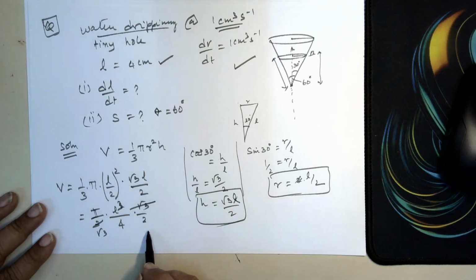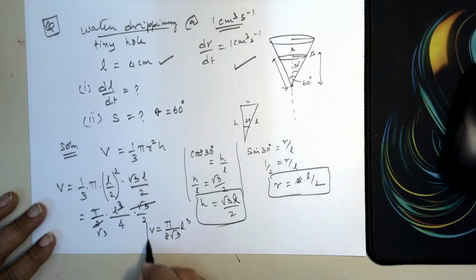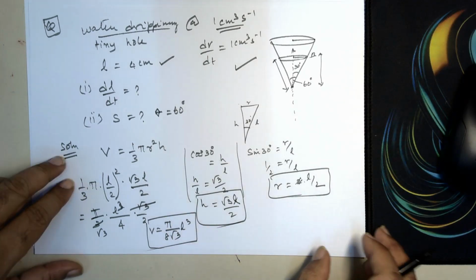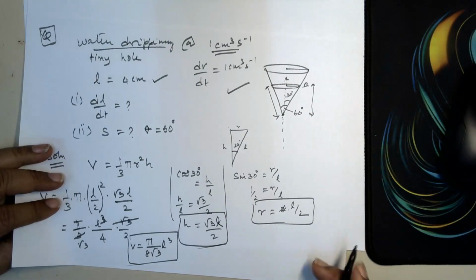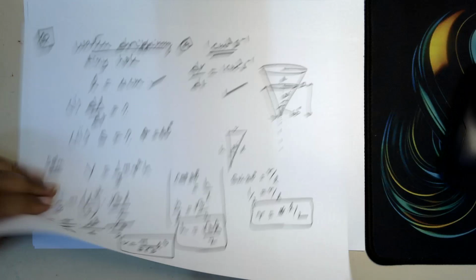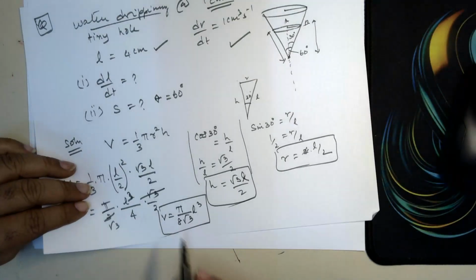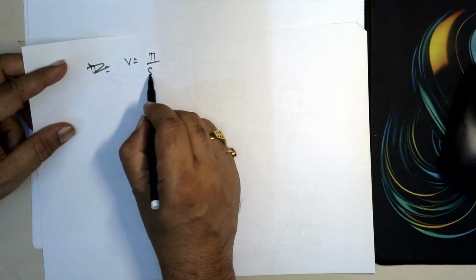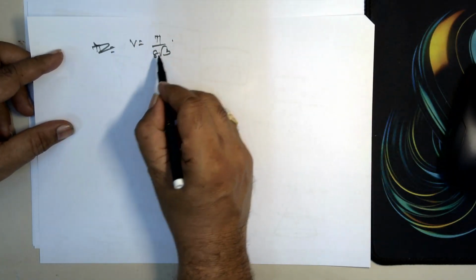Therefore V is equal to what? 5 pi divided by 4 twos are 8 root 3, right? And you have L cubed. That's all. Now let us proceed with the differentiation. So V is equal to 5 pi by 8 root 3, correct? Then L cubed.